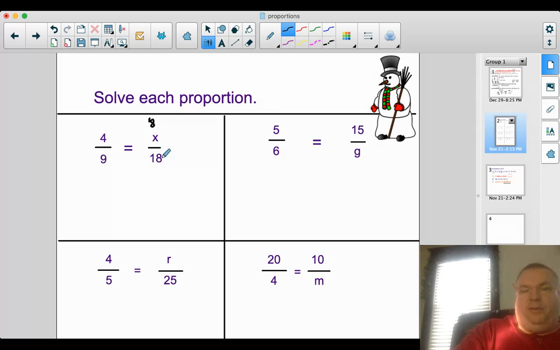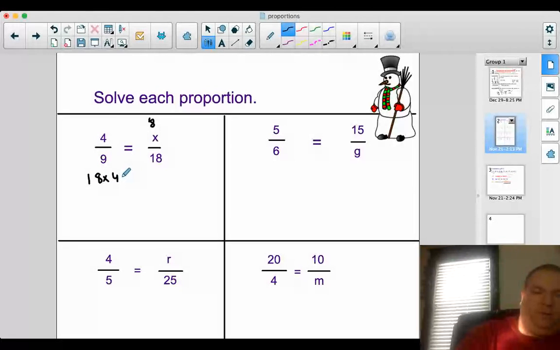The other way that we can do this is by using those cross products. And this is kind of the method that we're probably going to use most. Okay, so I don't necessarily know what x is, but I do know that if this is a true proportion, multiplying these should give me the same thing as multiplying these. So I'm going to start by doing 18 times 4. So 18 times 4 is 72.